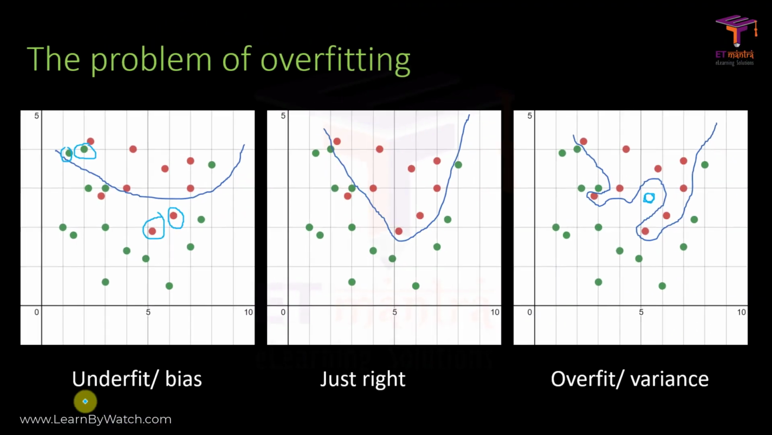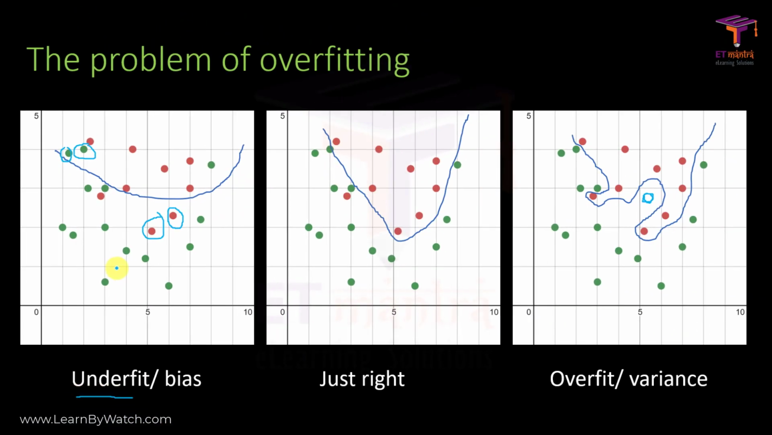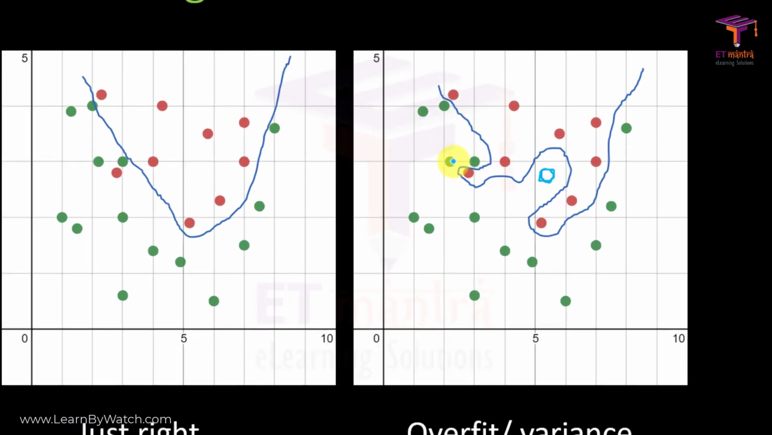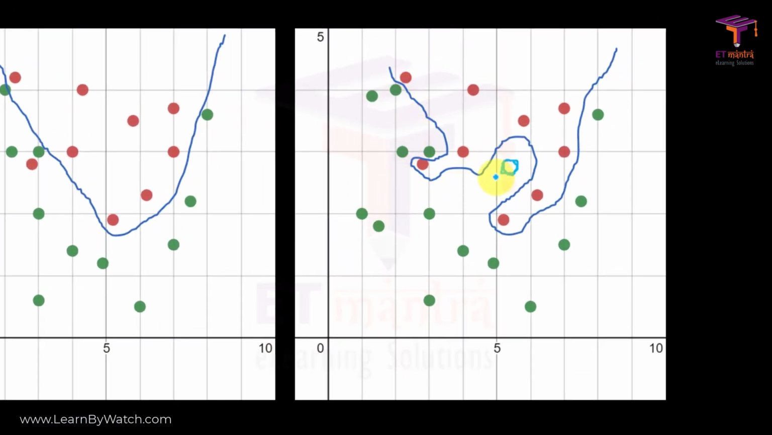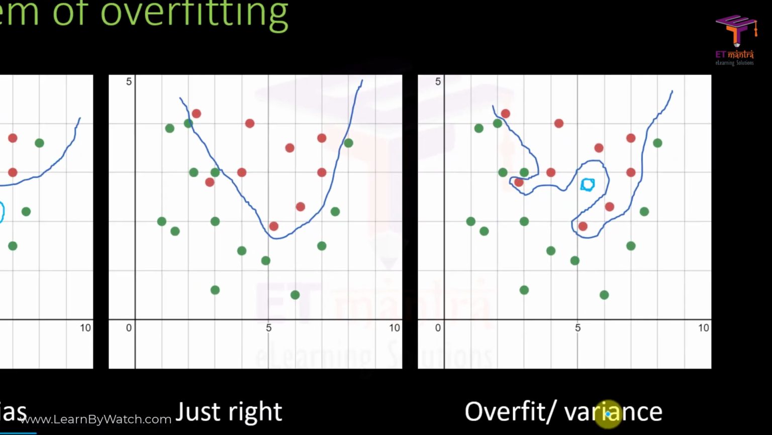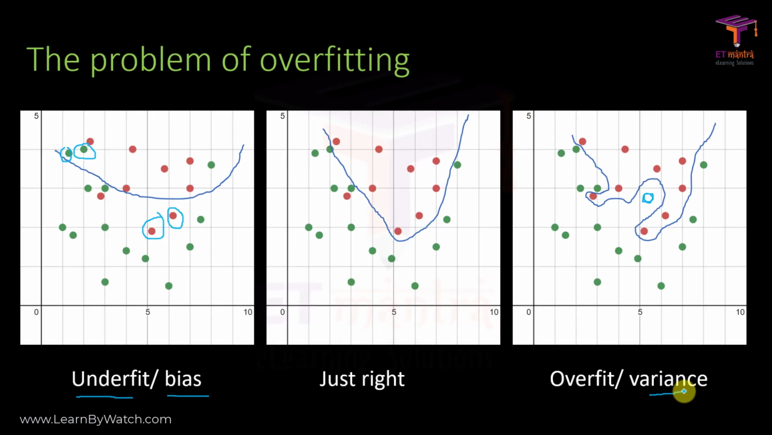So this first case is known as underfitting, since it is not able to fit the model properly. This condition is called a high bias problem. And in the third case, this type of decision boundary is called overfitting, since it tries too much to fit on the training data set. And this condition is known as high variance.